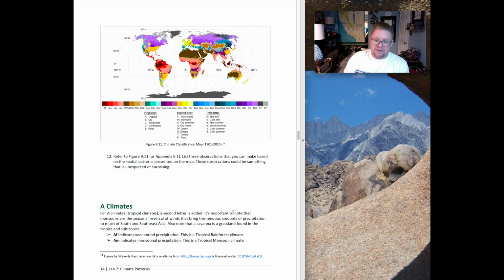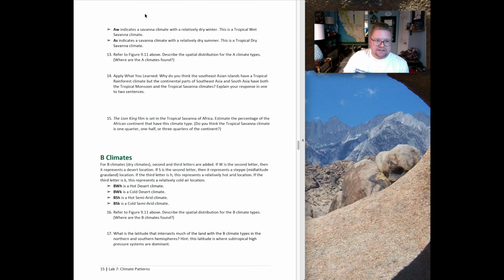Also note that the savanna is a grassland found in tropical and subtropical areas. So we can see that if it's an Af, it indicates year-round precipitation. This is a tropical rainforest. An Am indicates monsoonal precipitation, meaning that it's seasonal. So you're able to work through these different options and see what it says. Here's an option for Aw and As.